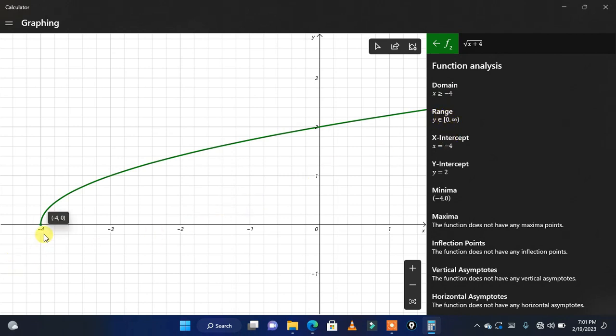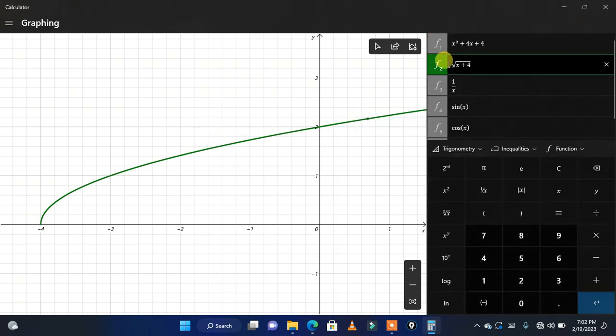Now, in this case where we have negative 4, we are told that negative 4 at this point is the y-intercept, sorry, the x-intercept, because at that point y is 0, and this point, which is 2, is the y-intercept. Good. And notice that this is the lowest point of the curve, which becomes the minimum point of the curve, right?